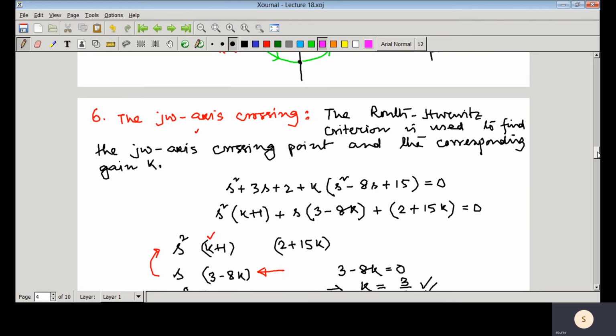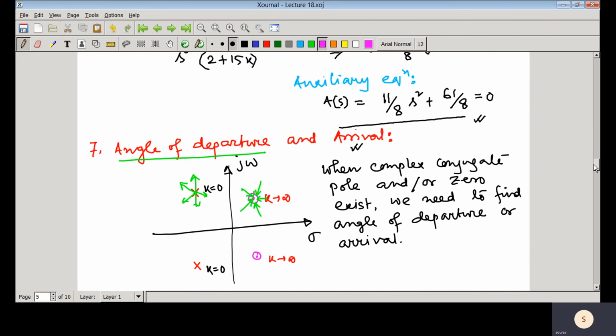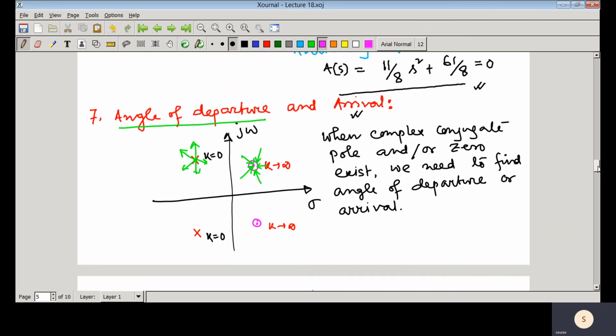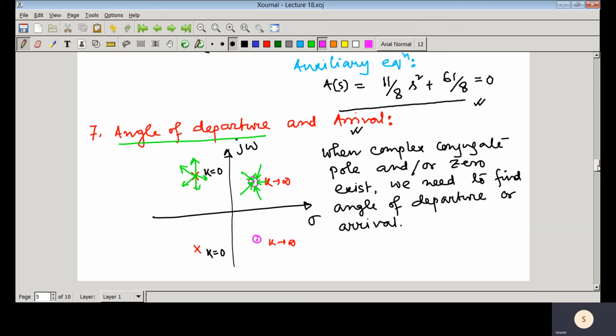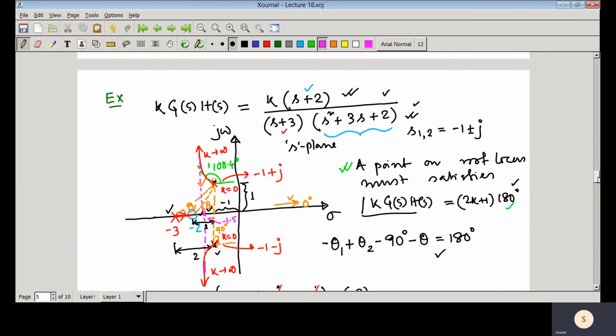And then the sixth one is the j omega axis crossing. We can find it by applying the Routh-Hurwitz criteria. The seventh one is the angle of departure and angle of arrival. That concept comes into the picture whenever we have imaginary poles and zeros, that means complex conjugate poles and zeros.